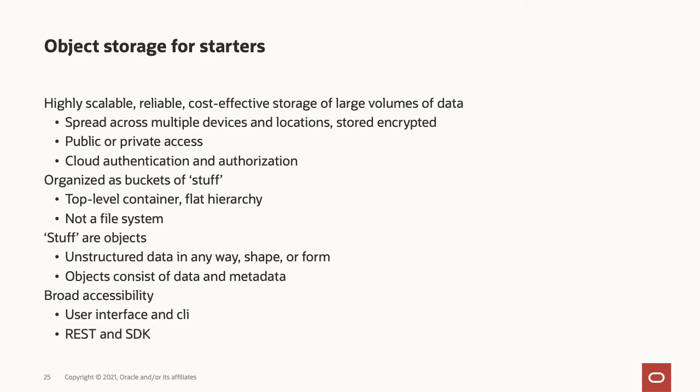A bucket is a top-level container with a flat hierarchy. It's not a classical file system, although some object stores start to introduce file system-like capabilities. The stuff that you store in these buckets are objects. Objects consist of data and metadata and are unstructured data in any way, shape, or form. The access of object stores is normally done through user interfaces, CLIs, or programmatically through REST and SDKs.